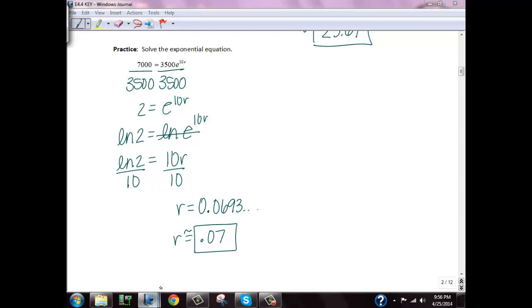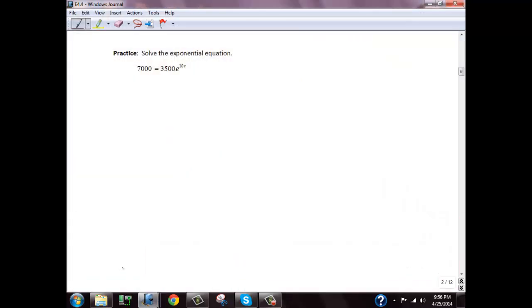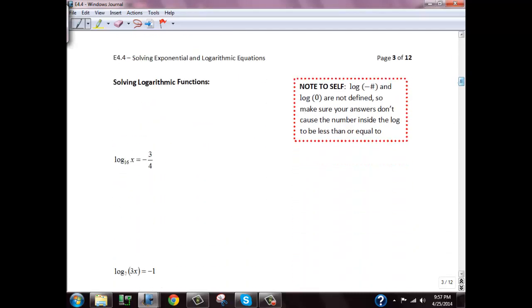Okay, so let's look at some more. On these next ones, we're going to try to solve logarithmic functions. So notice on all the ones we just did, we had an exponential function, and we took the log of both sides to get the variable out of the exponent. Now we're going to do the opposite. We're starting with a logarithmic function, so to get rid of the log, we're going to take the exponential form.